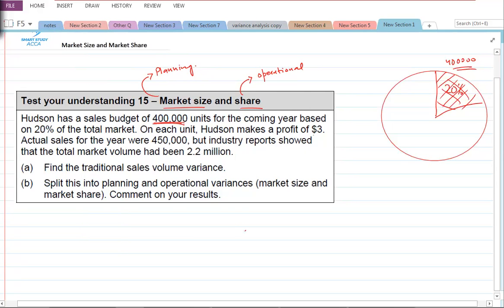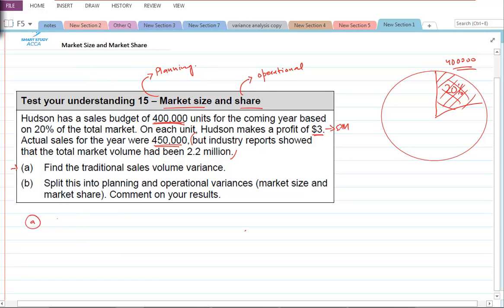Hudson makes a profit of $3. So that's the per unit profit, the standard profit margin. Actual sales were 450,000. So rather than 400,000, we were able to sell 450,000, which looks like a good job. But the industry report showed that the total market volume had been 2.2 million. Let's ignore this line and focus on part A. Part A says, find the traditional sales volume variance.